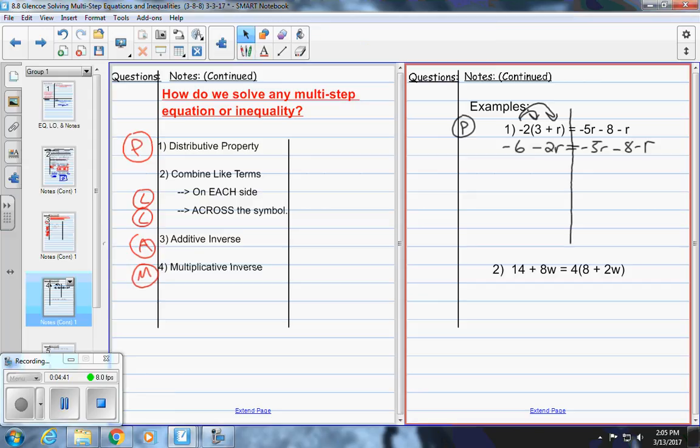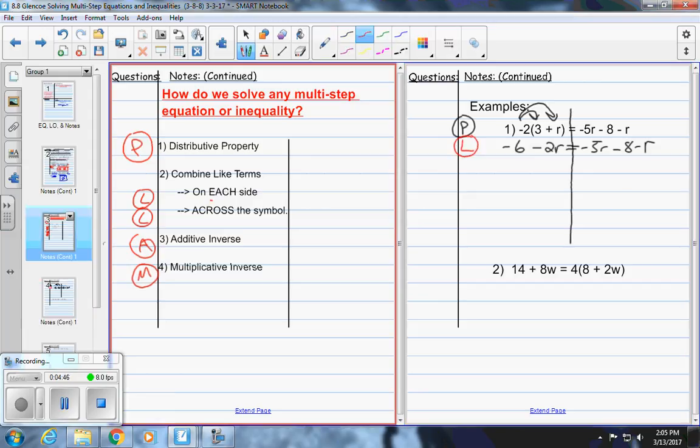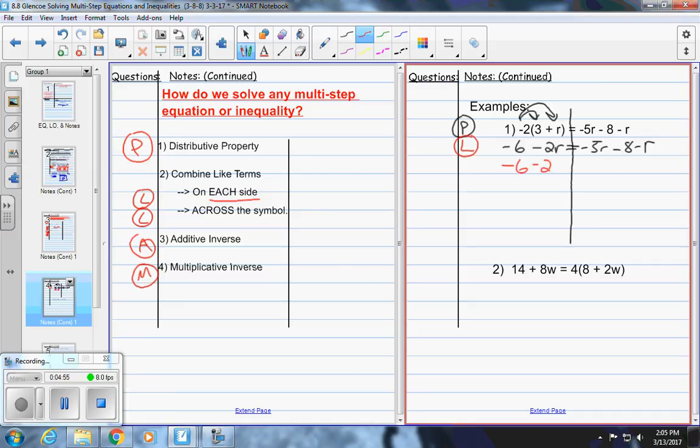Okay, the second step is to combine our like terms, and we split it up into two L's. So the first L is each side. So remember, that's like two different simplifying expressions. The left side is the same thing. We're not going to do anything.